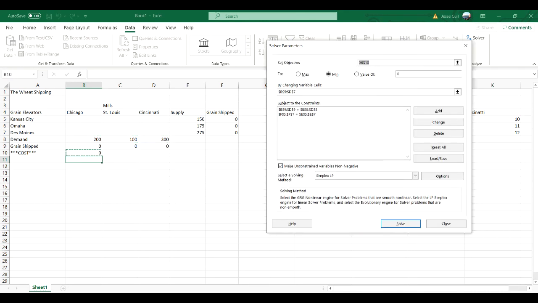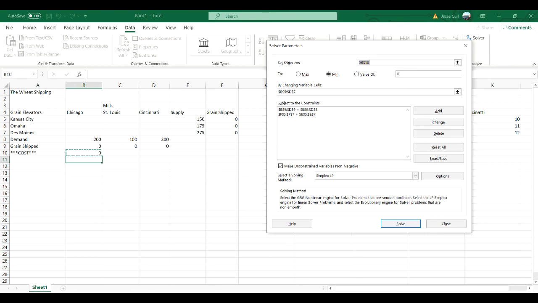And we've seen that B8 to B9, which is right here, must be equal to the amount demanded. And the amount shipped must be equal to the supply. That's what we've indicated. So we have our objective function. We're trying to minimize costs. We know it's a minimization. We know which cells are being changed, which cells are run permutations of. We also know here what the limitations are. We have to make sure everything supplied is shipped, and we have to make sure everything shipped is demanded.